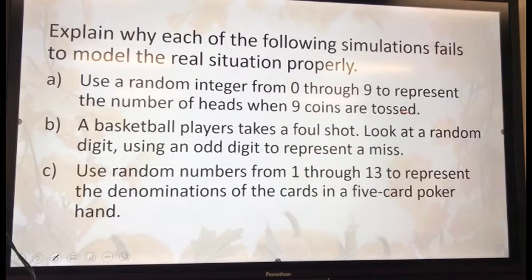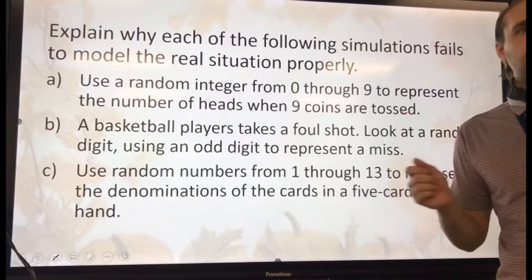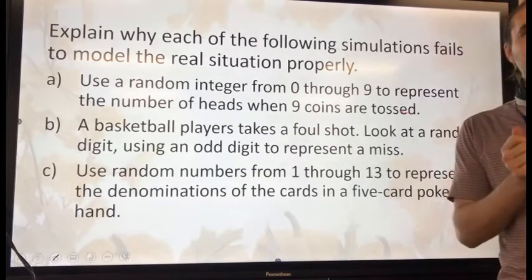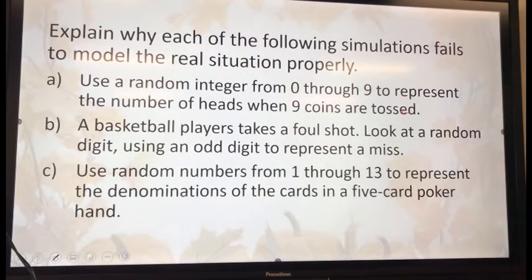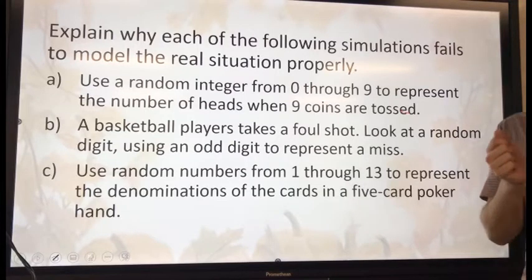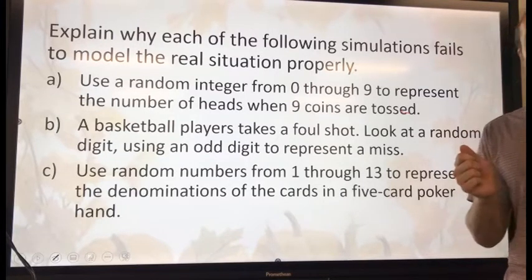Use a random number from 0 through 13 to represent the denominations of the cards in a 5-card poker hand. Why does this one fail? I have all my cards. I pick an ace, right? That makes sense that I have a 1 in 13 chance of picking an ace. It's now out. Now I pick again. Does that ace still have a 1 in 13 chance? No, because you already took one away. So now it has a lesser chance to pick an ace because there's only 3 in there, right? So that's why this fails.